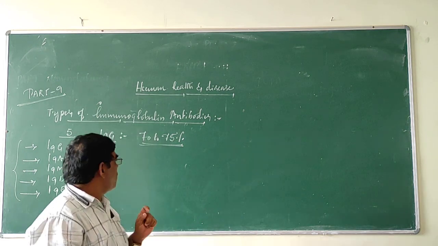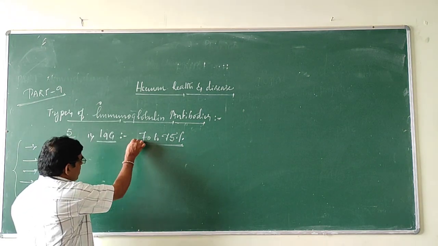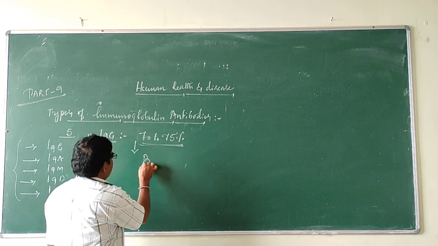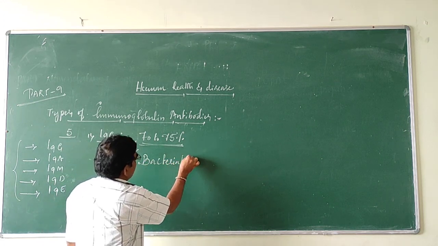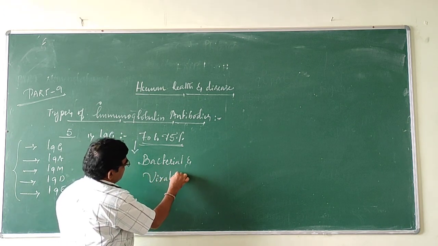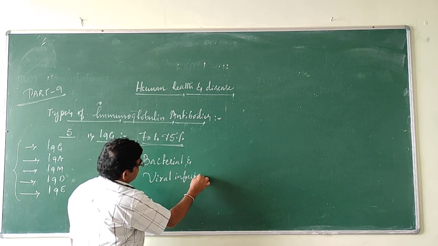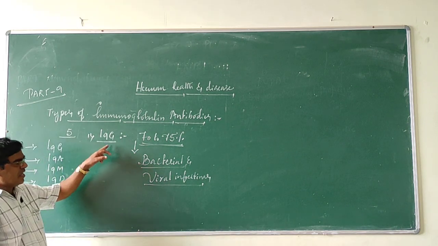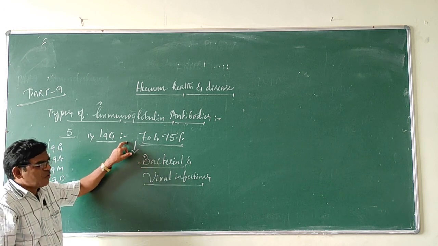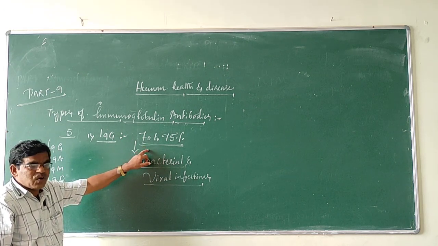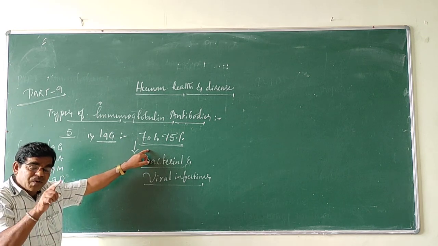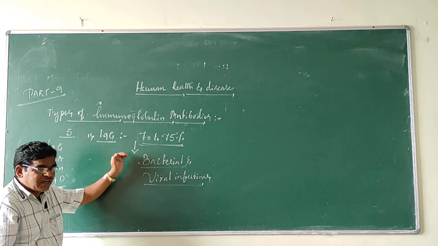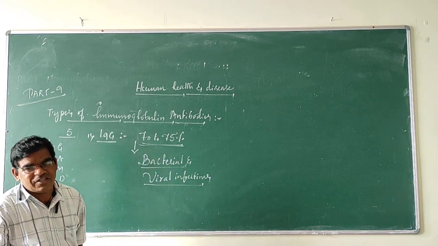It is a major and very important antibody because it fights against bacterial and viral infections. It is an important and major antibody produced in our body. It constitutes about 70 to 75% of total serum immunoglobulin antibody. It's very important because IgG is an antibody that fights against bacterial and viral infections.